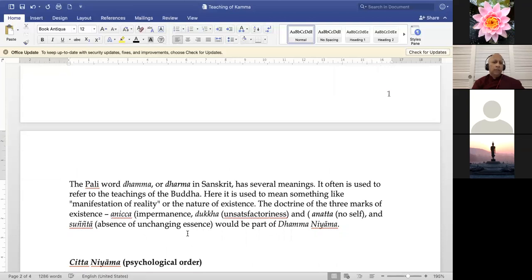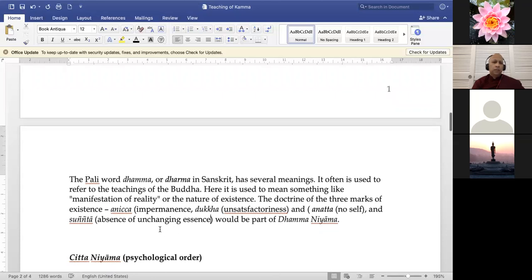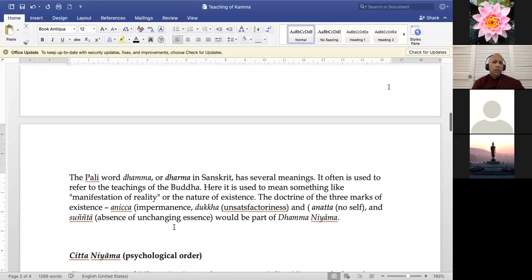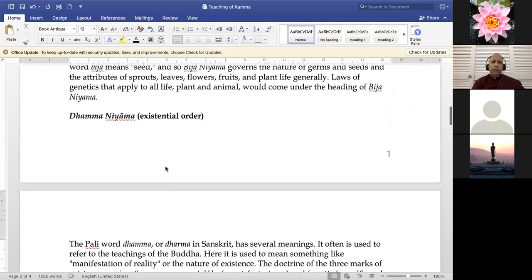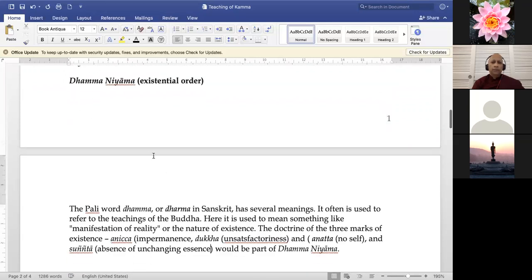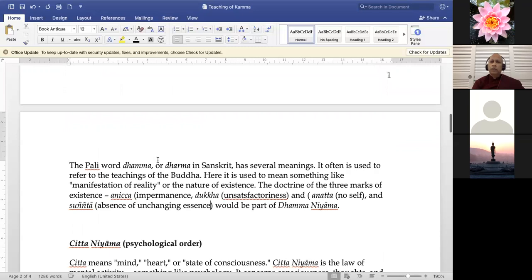Put in other words, absence of unchanging essence means everything is subject to change. Everything has an essence, but that essence is subject to change. Nothing has an unchanging essence, and that is the existential order. Any questions about the existential order, Dhamma Niyama?